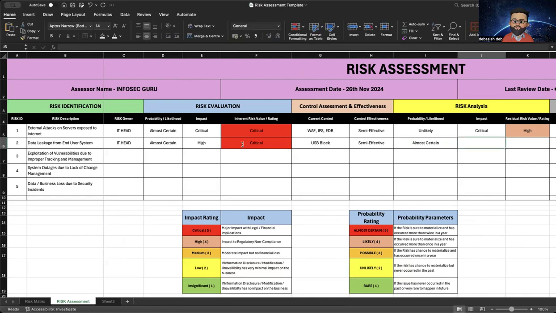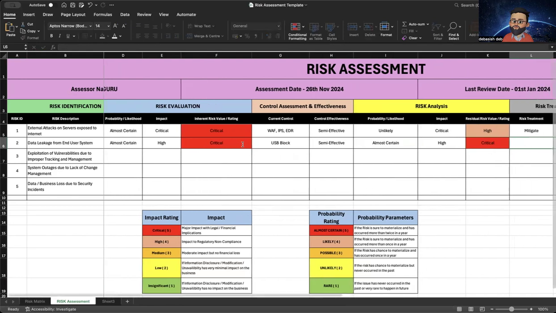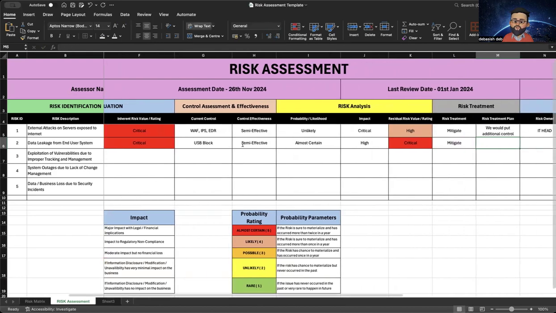What would be the impact? Again, high. So 5 into 4 is 20. That is again critical. Now, what is the risk treatment for critical? It is mitigate. How do we do it?